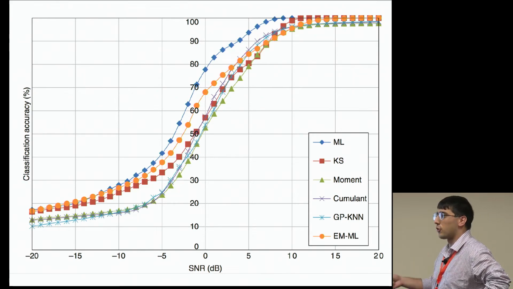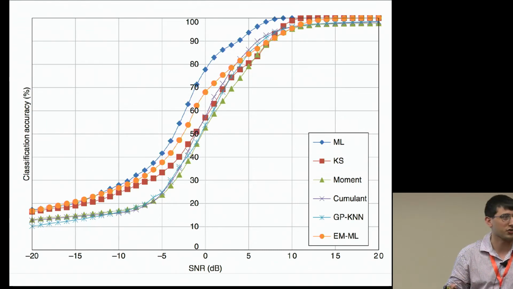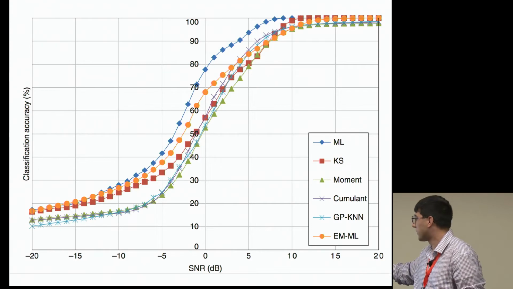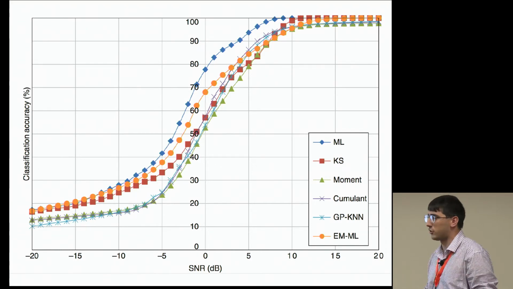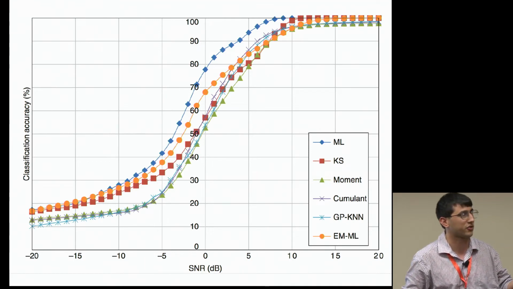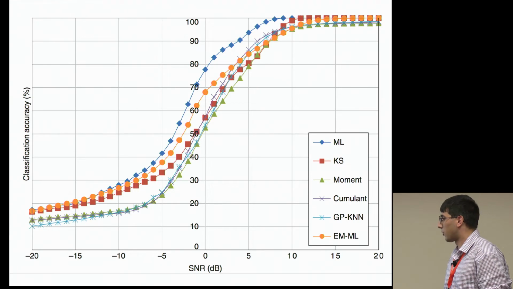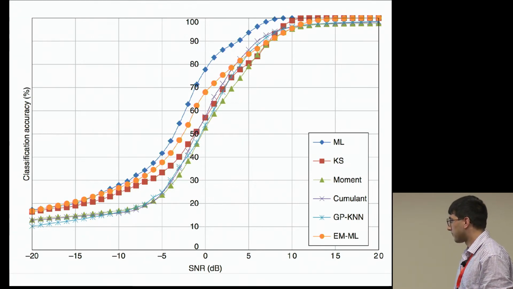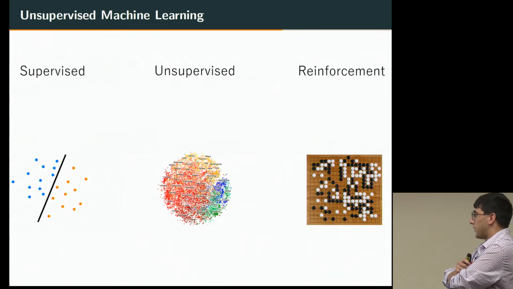All these methods, though, are supervised in the sense that you already had a priori knowledge of the database of possible signals that you would see. Some of these methods actually require more information, like the maximum likelihood method requires you to know the SNR that things are generated under. So that's not always readily available to you. So unsupervised machine learning can help in this case as well.